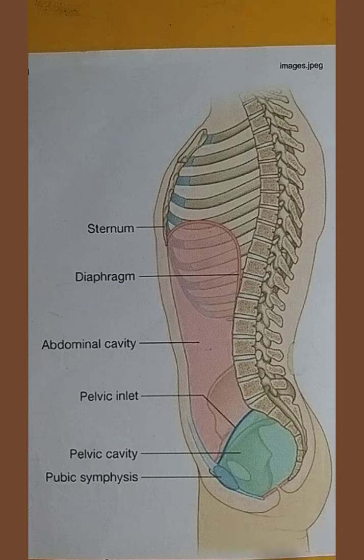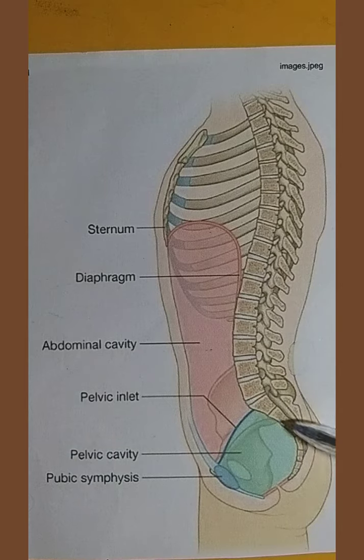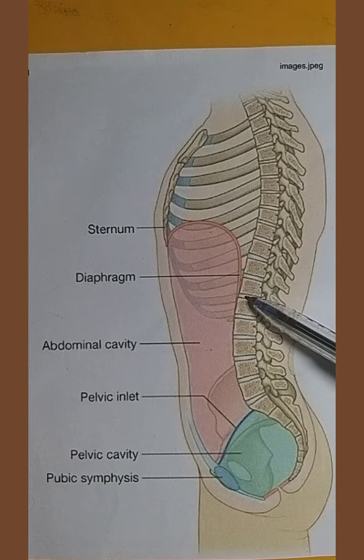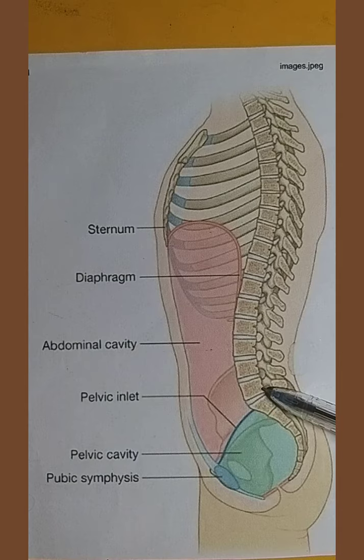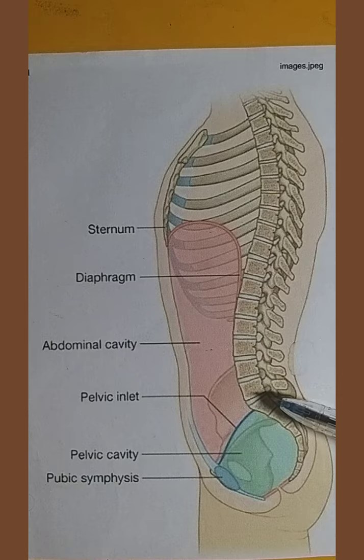Then comes the posterior wall. The posterior wall, as you can see, is osseo-musculo-fascial. So this is a rigid wall. The retroperitoneal organs, the principal blood vessels, the nerves, they all lie in the posterior wall.